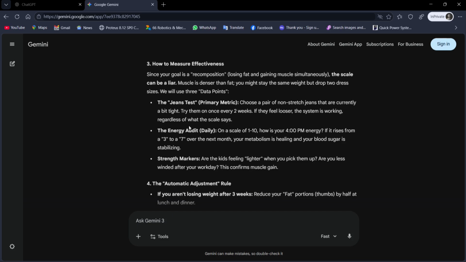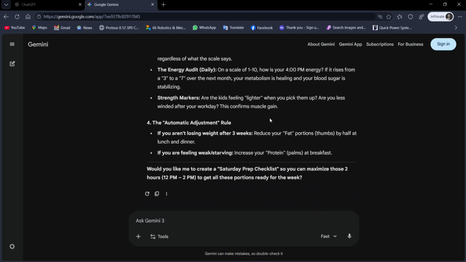That's actually smart. The energy audit. On a scale of 1 to 10, how is your 4 p.m. energy? If it rises from 3 to a 7 over the next month, your metabolism is healing and your blood sugar is stabilizing. Strength markers. Are the kids feeling lighter when you pick them up, or are you winded after your work day? This confirms muscle gain.